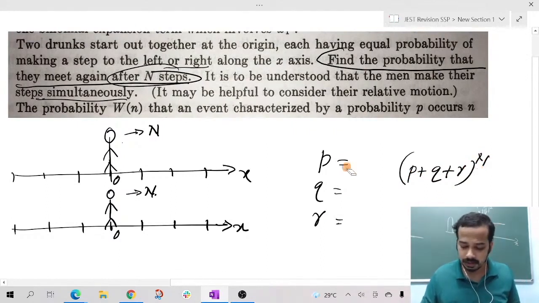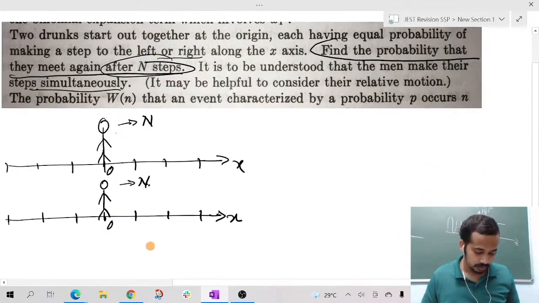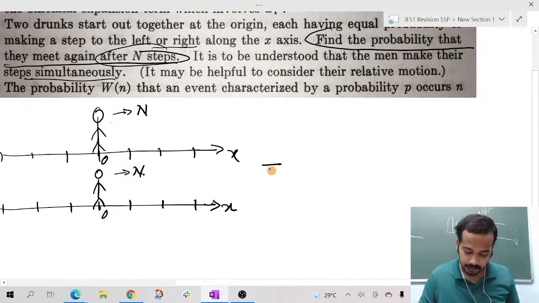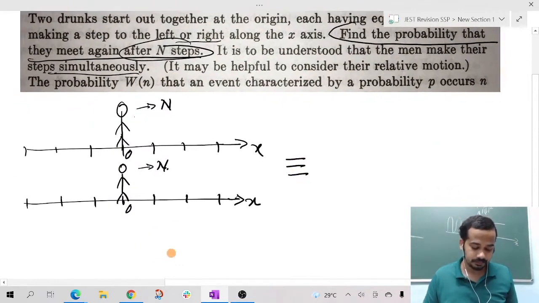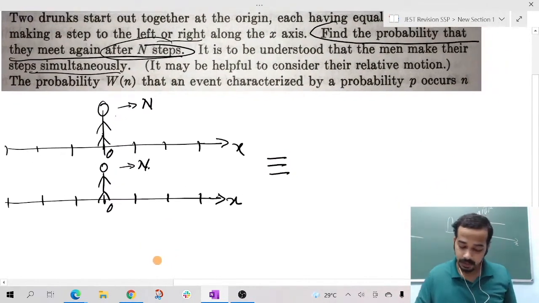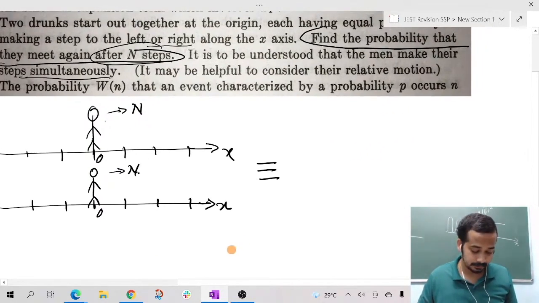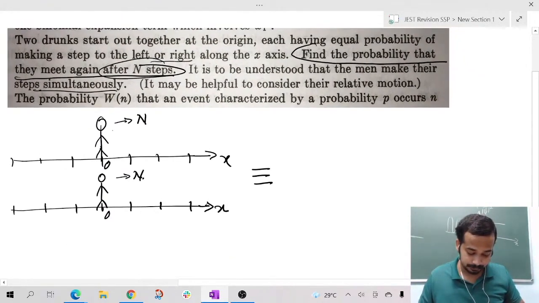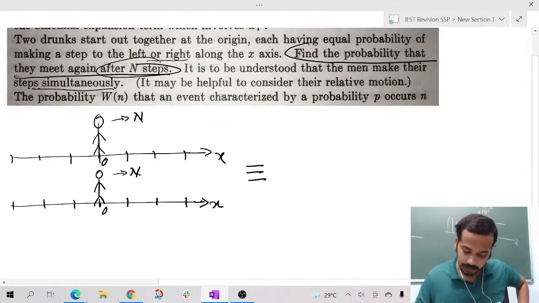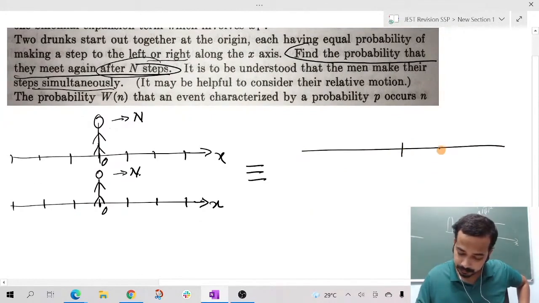So in the last discussion, one of our students gave an idea. Look at here, this is equivalent to fixing one person at the origin, so the other person takes 2n steps. He's at the origin only; this person will be at rest.